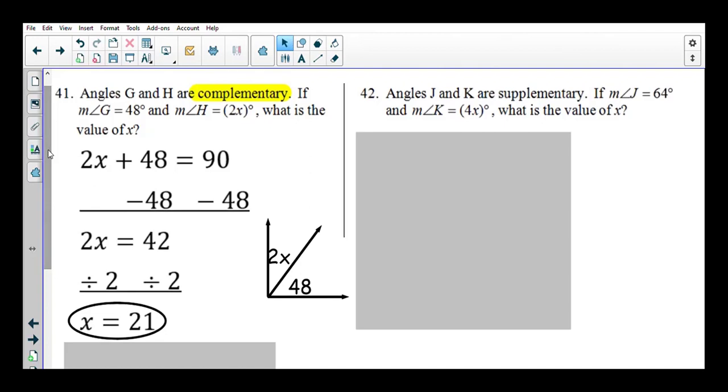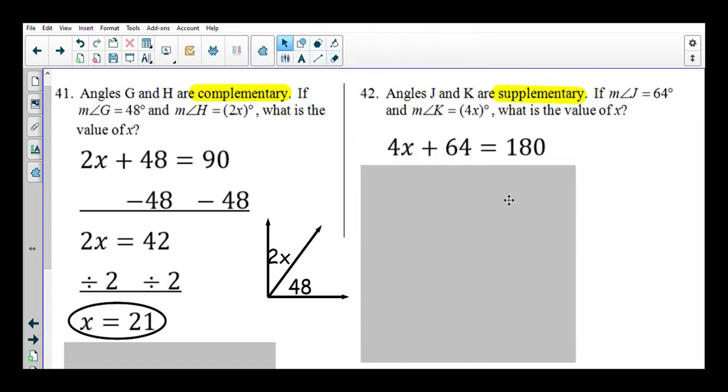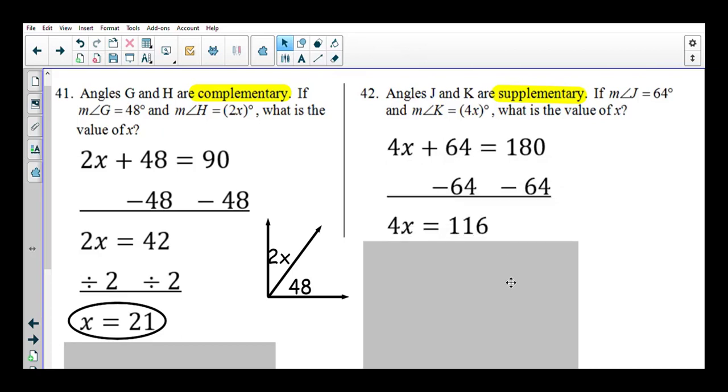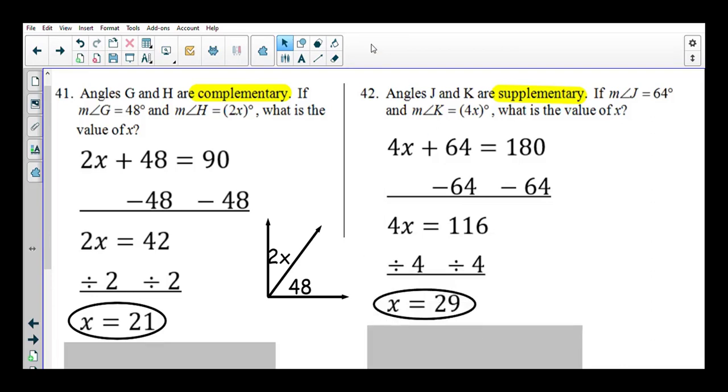Angles J and K are supplementary. If the measure of angle J equals 64 degrees and the measure of angle K equals 4x degrees, what is the value of x? We need to recognize that supplementary means they add to 180 degrees. So we'll do 4x plus 64 equals 180. Inverse operations means we subtract 64 from both sides to get 4x equals 116. Divide both sides by 4, and we get that x equals 29.